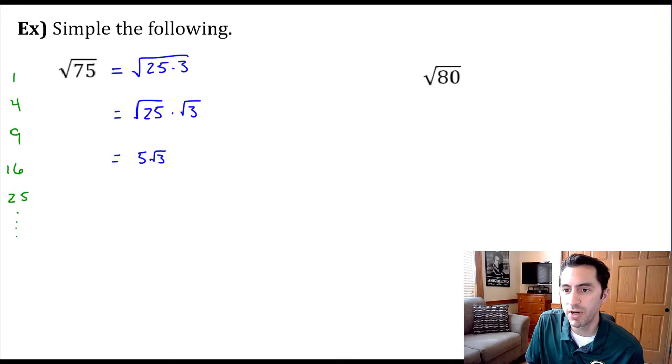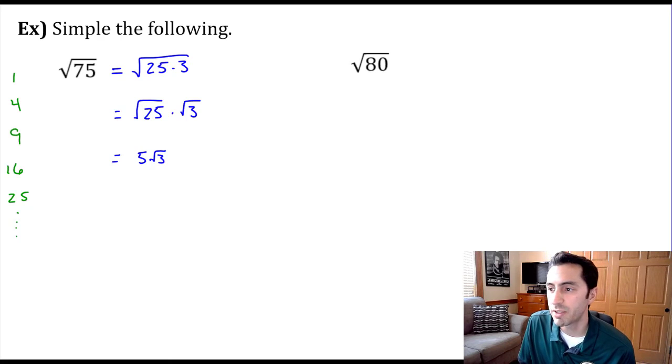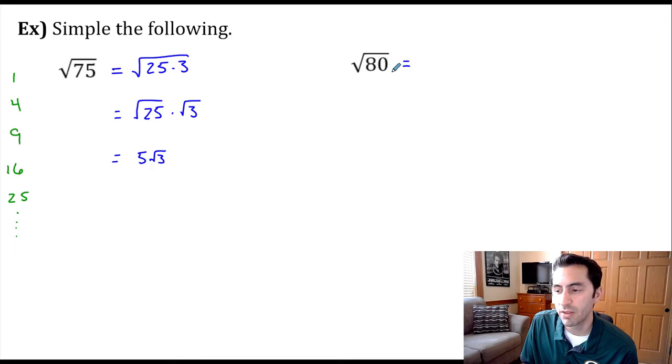So the square root of 80. Same idea. We want to take a look at 80, and we want to ask ourselves, what is the biggest perfect square that goes into this? If I do the biggest perfect square, it's going to save me some steps. In this case, 80, the biggest perfect square that goes into this is 16. So this is the same as 16 times 5.